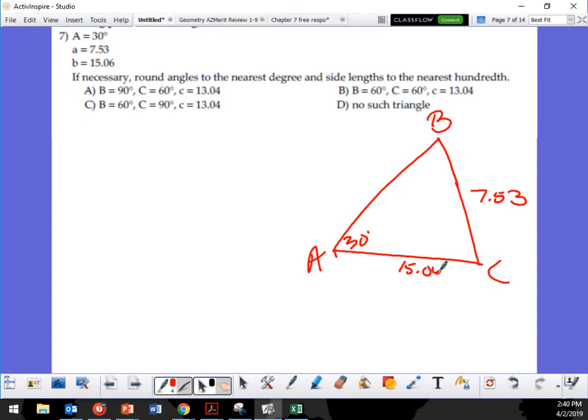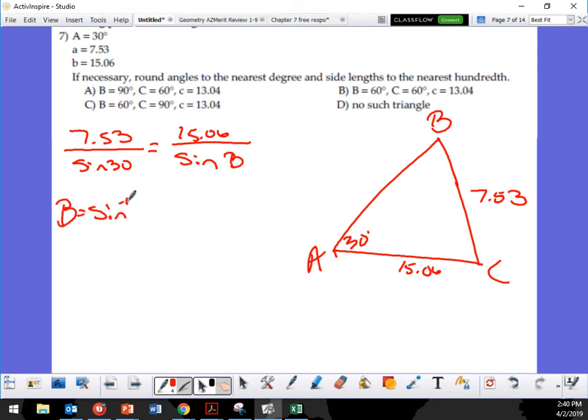Okay, so let's go ahead and start this off. It's going to be 7.53 over sine 30 is equal to 15.06 over sine of big B. So big B is equal to inverse sine of 15.06 sine of 30 over 7.53.